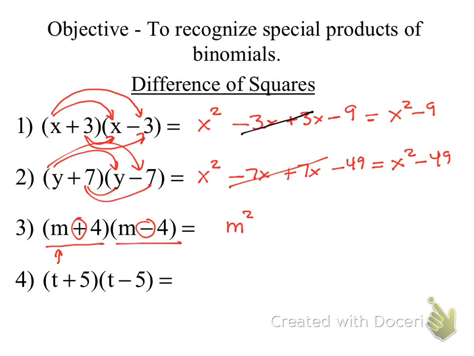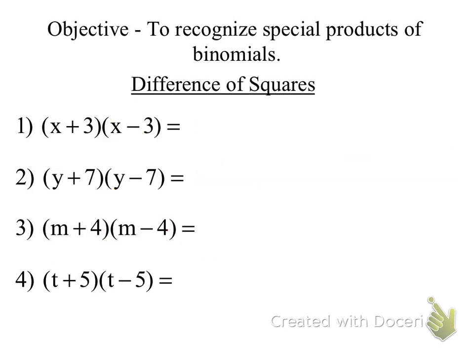Basically, we square the first term, what does it equal? M squared. Square the second term, what does it equal? 16. Notice, when I'm multiplying positive 4 and negative 4, what do we get? Negative 16. What would the next one be? T squared minus 25. Does everybody understand the pattern?